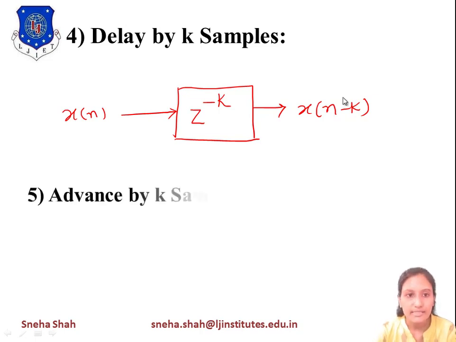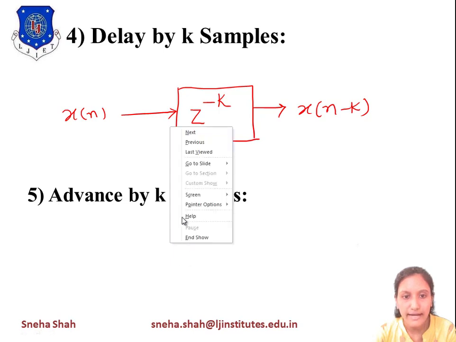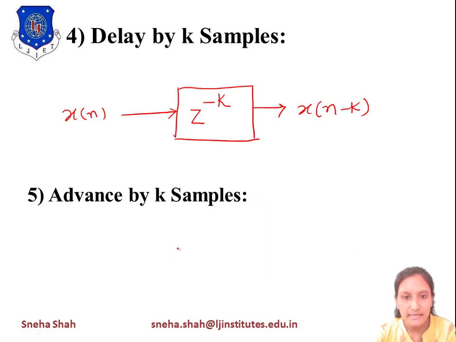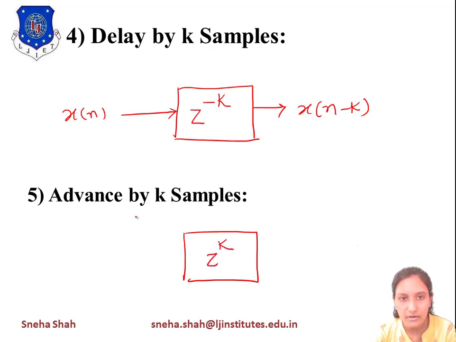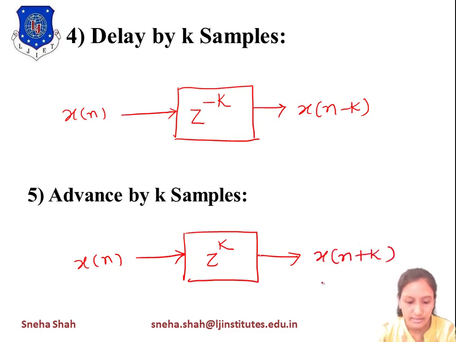Now the next point is advance by k samples. Suppose we want to advance by k samples, then we use z raised to k instead of z raised to minus k. If we take x of n and apply it to the z raised to k block, it gives you the advancement in the input term. So it gives you the output as x of n plus k.